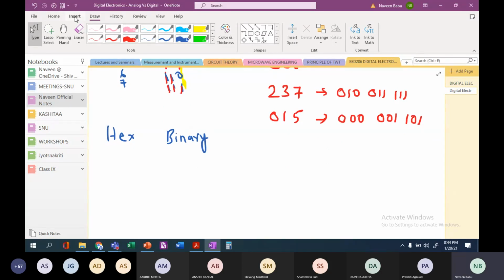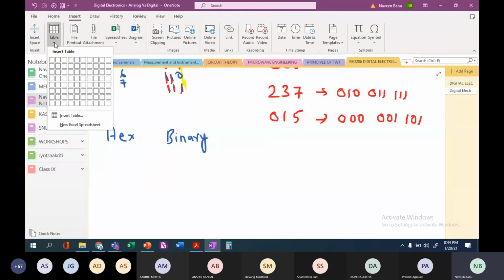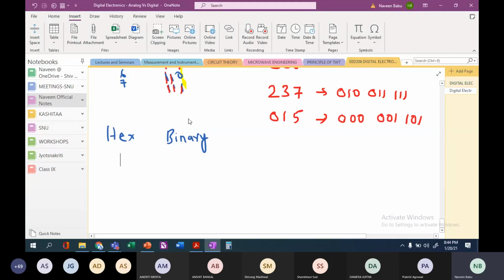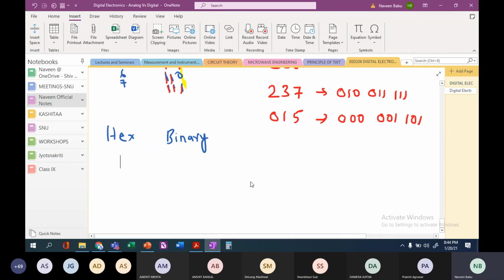So let me insert a table directly. Okay, if I touch any other thing, it gets slower. I need 2 columns. I need 16 rows.